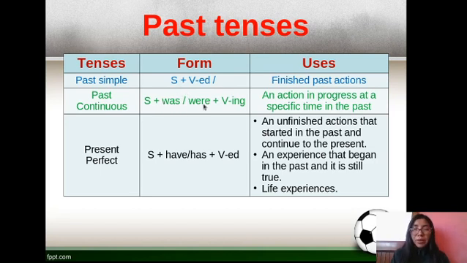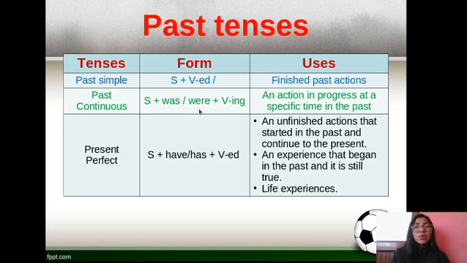Was and were. Do you remember the chart? That's right. We are going to use was with the following subjects. Okay, pay attention. I, he, she, or it.